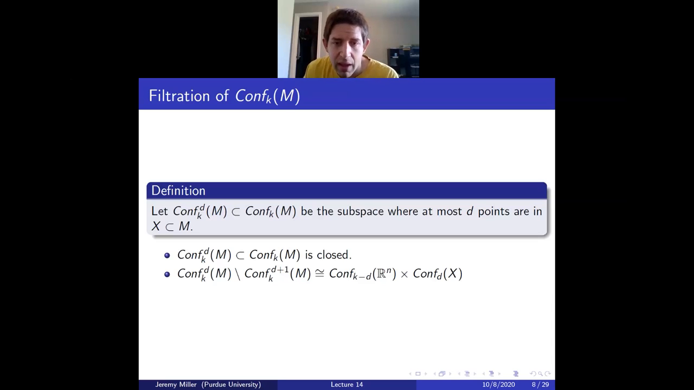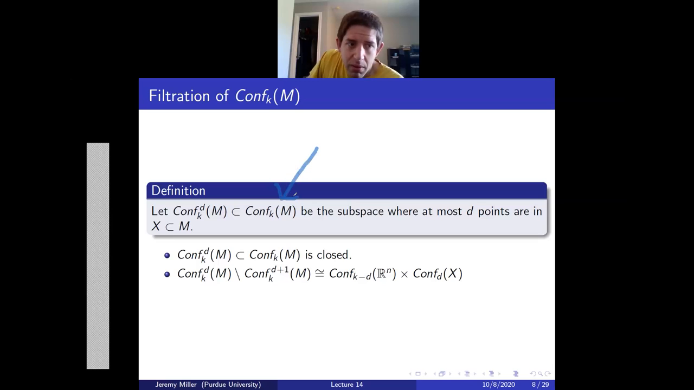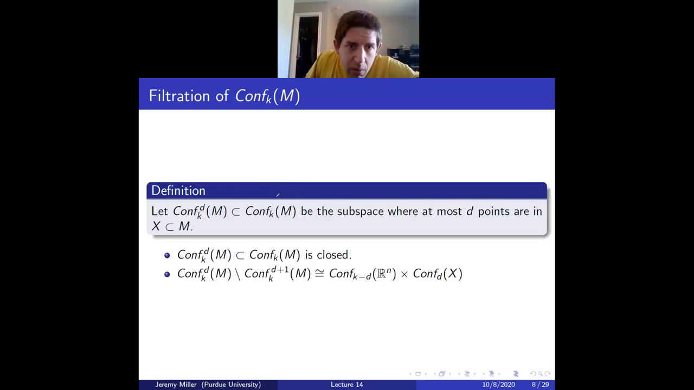We're going to chop it up into pieces. Here we're chopping it up. We're interested in this space, and so we're going to filter it. When you write down a filtration, we're writing this space as a union of these subspaces, and then the differences are these spaces. So to prove stability for this space, we just need to prove stability for these spaces.